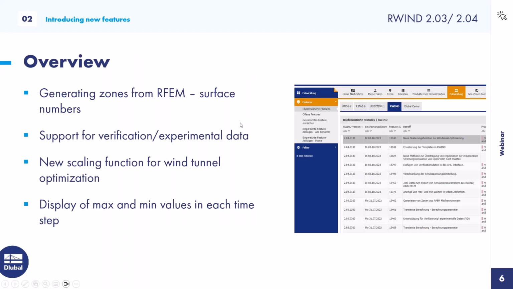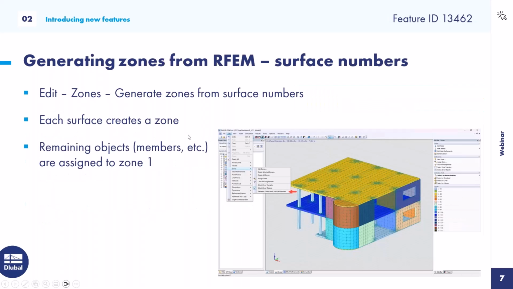So what I would like to talk about now is the first feature, the generation of zones from RFEM surface numbers. The next one will be the support for verification or experimental data. This will be the main part of today's webinar. The next one is a new scaling function for the wind tunnel optimization. And last but not least, we will quickly step into the display of maximum and minimum values in each time step. I have, of course, one slide for each feature, and then we jump into a small file in order to check where you can find it.